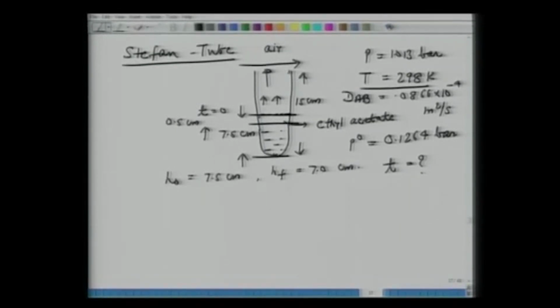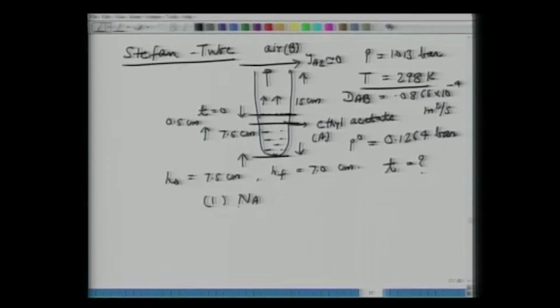So we can assume the quantity of ethyl acetate which evaporates is very small and the amount of air is very large, so that the mole fraction Ya2, A is for ethyl acetate and B for air, the mole fraction of ethyl acetate at the outlet of the tube is approximately 0. Okay. The question is of course number 1.